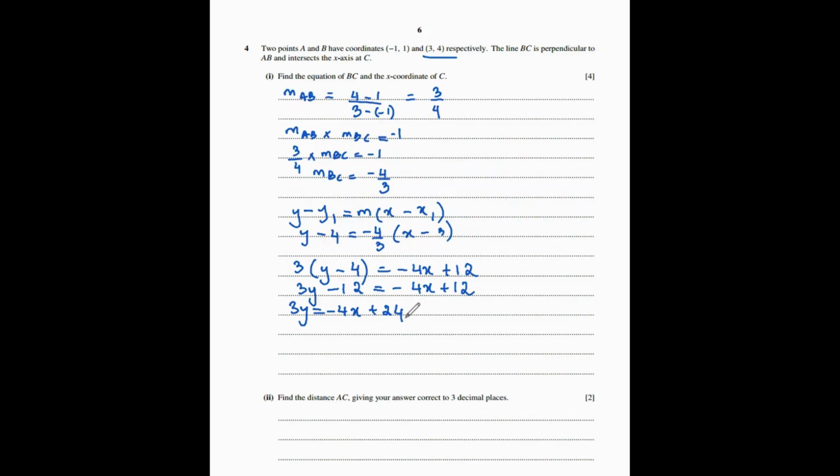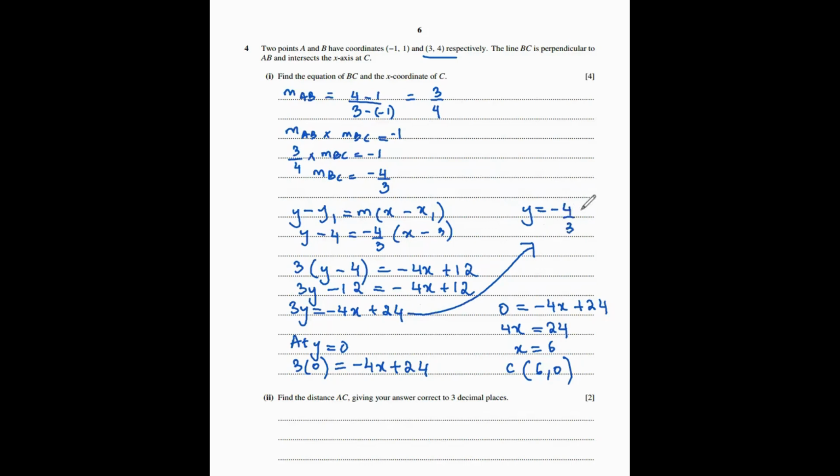The line BC intersects the x-axis at C, which means y coordinate is 0. So at y equals 0, 3 times 0 equals -4x plus 24. 0 equals -4x plus 24. 4x equals 24, and x is 6. Coordinates of C are 6 and 0, and your equation of BC is 3y equals -4x plus 24, or if you want to write it in slope-intercept form, that's going to be y equals -4 over 3 x plus 8.